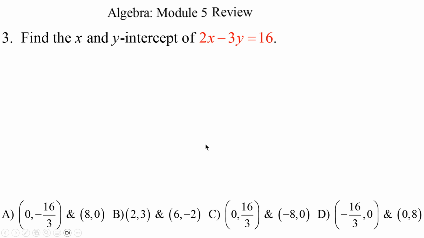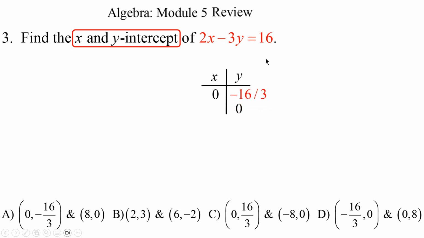Number 3. Find the x and y intercept of 2x minus 3y equals 16. So let's just do a little intercept table. Just like that. And at the y-intercept, x is 0. So if I let that x be 0, I'm left with negative 3 times what number is 16. Well, negative 3 does not go into 16 evenly. So I'm just going to write that as negative 16 over 3.